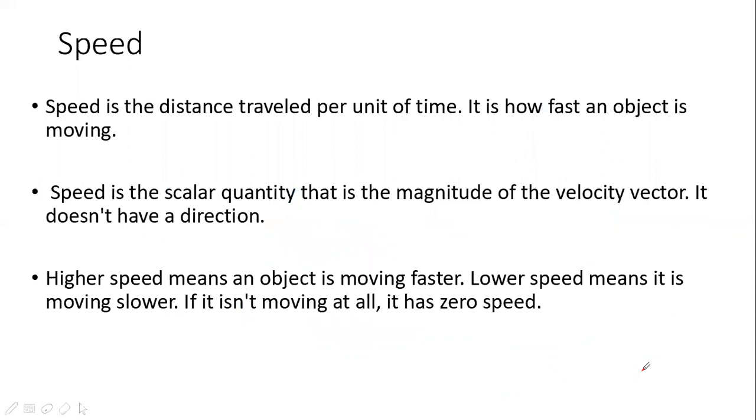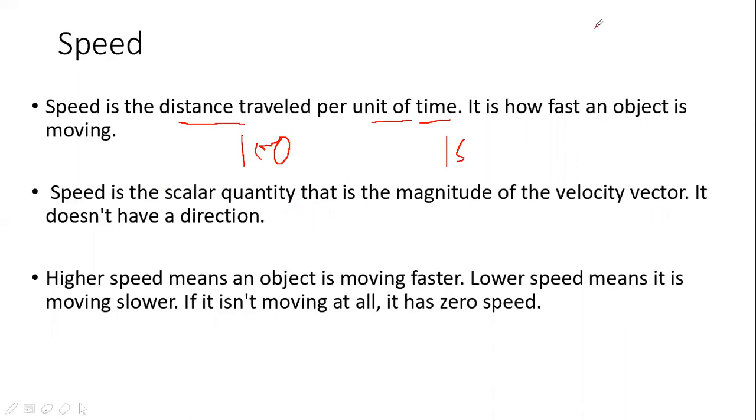Now speed is the distance traveled per unit time. If a body covers a distance of 100 meters in a time of 1 second, unit time means 1 second. A body covers a distance of 100 meters in 1 second, its speed is 100.